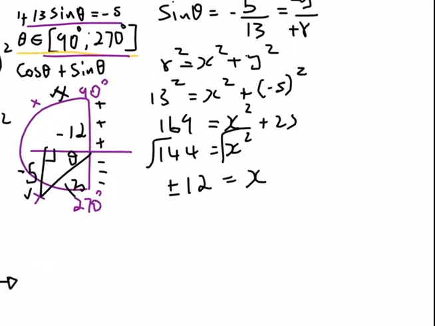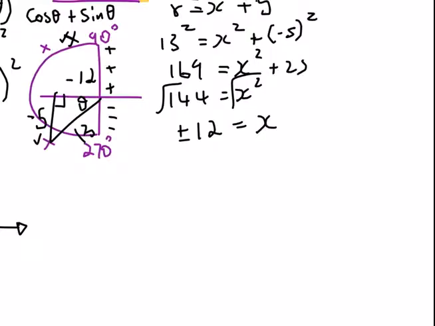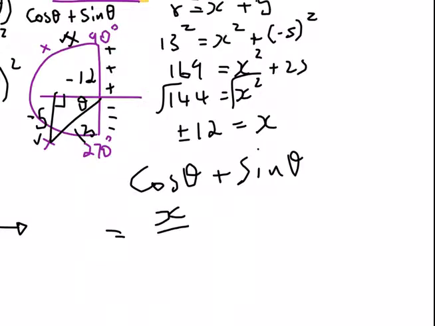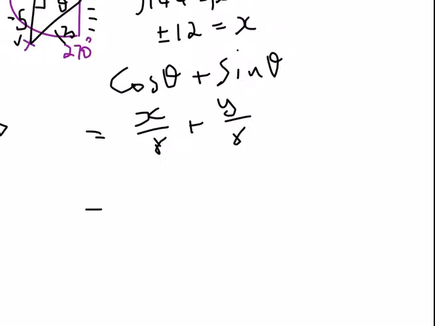Cos theta plus sine theta will be equal to x over r plus y over r. What is x? We just calculated it as negative 12 over, what is r? R is 13, plus, what is the y value? It's negative 5 over r, which is 13.